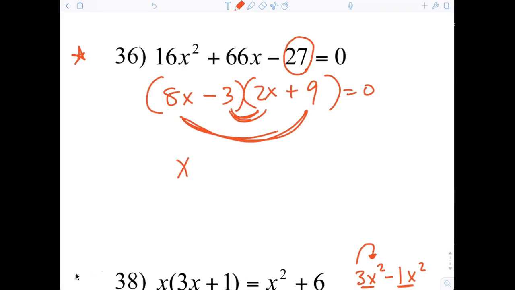So now, x is equal to what? 3/8, or? Negative 9/2. Beautiful. 3/8 or negative 9/2.